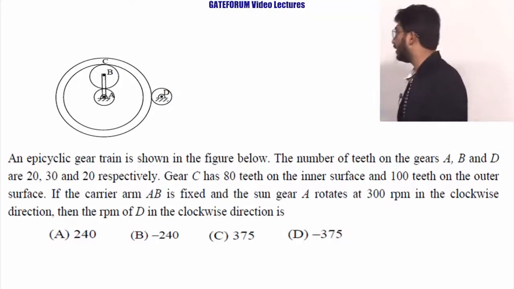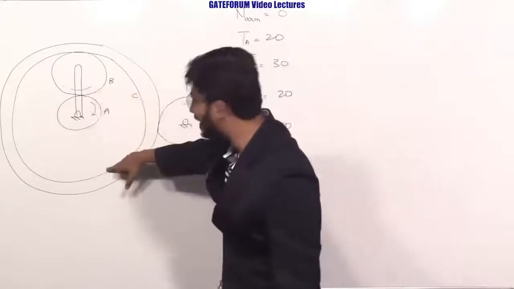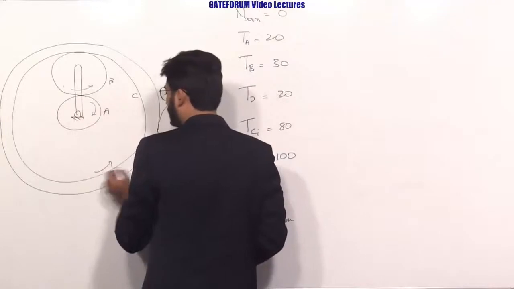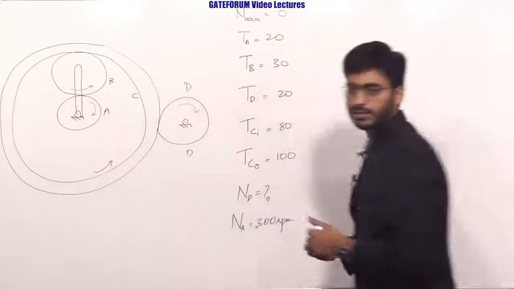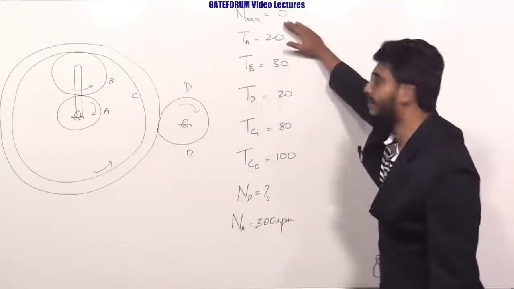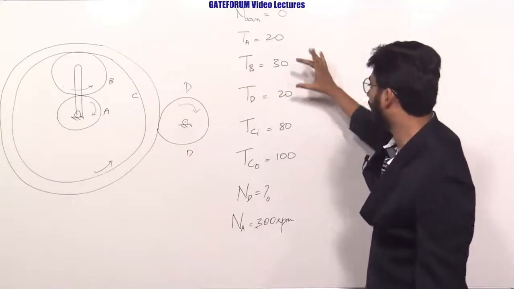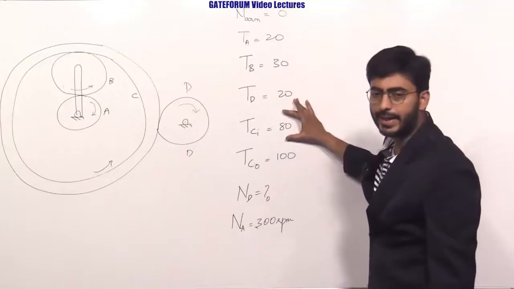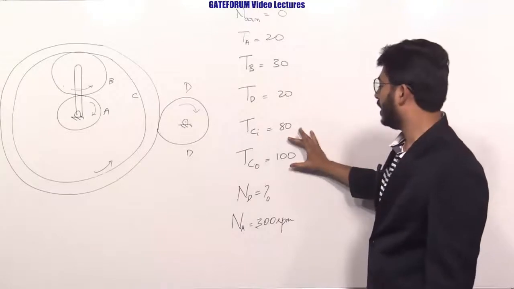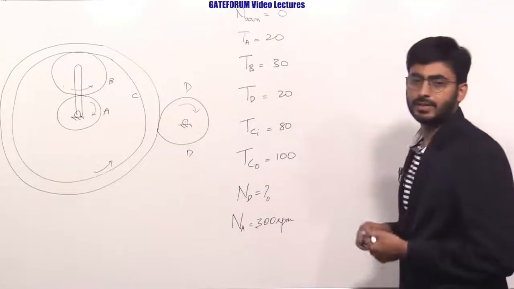Now here, if A is rotating in clockwise direction, B will be anticlockwise. If B is anticlockwise, C will be anticlockwise because of internal gearing, and D will be in clockwise direction, the same sense as that of A. Now here the arm is fixed, so the velocity of the arm will be 0. Teeth of A is 20, teeth of B is 30, teeth of D is 20. Internal teeth on C is 80 and external teeth on C is 100. He is asking you to compute the speed of D, given that the speed of A is 300 rpm.